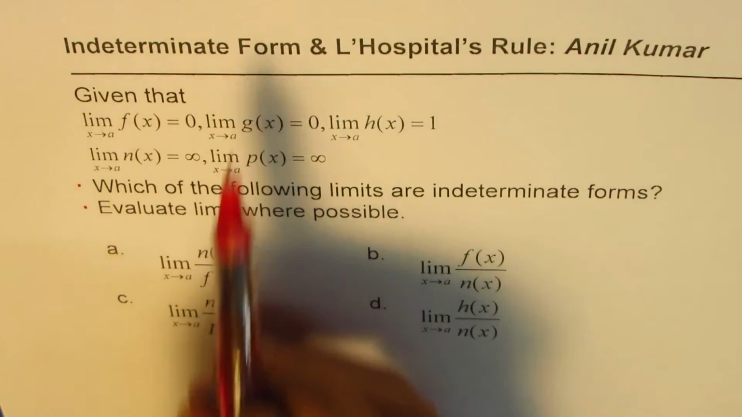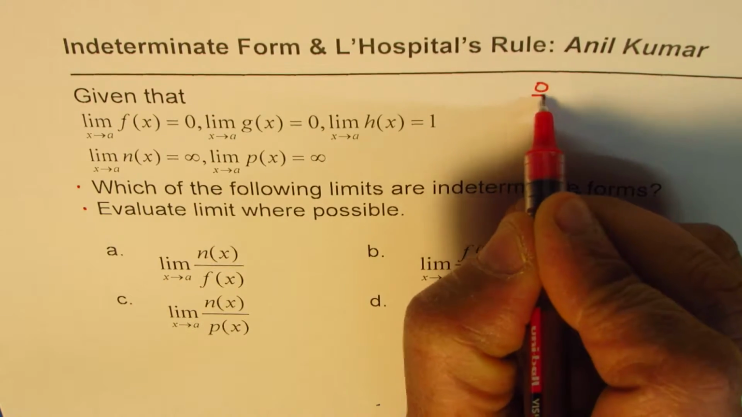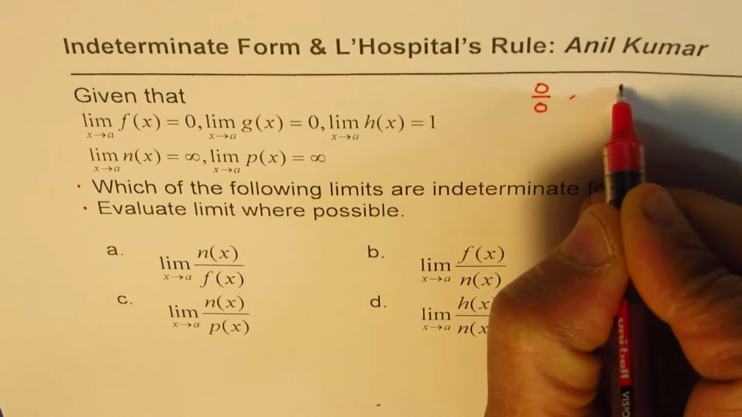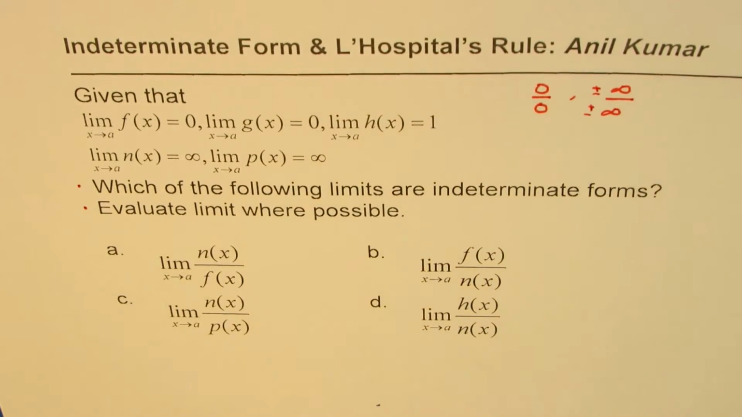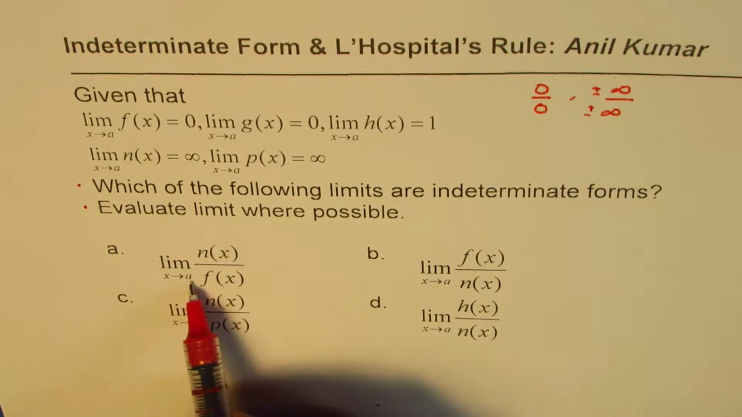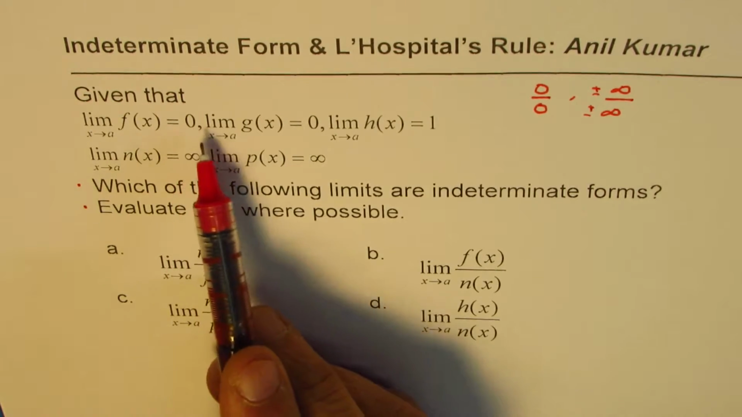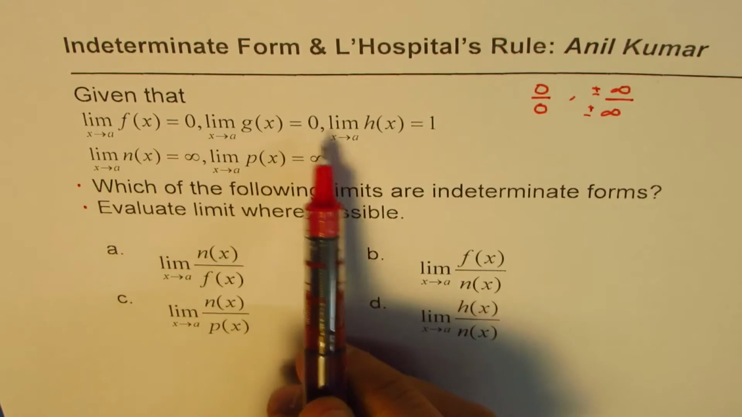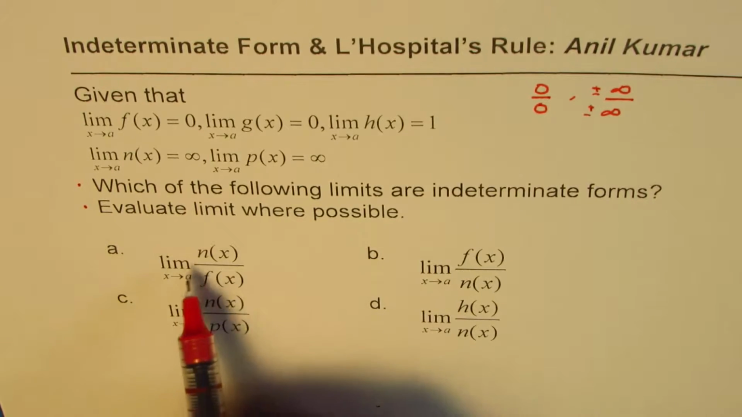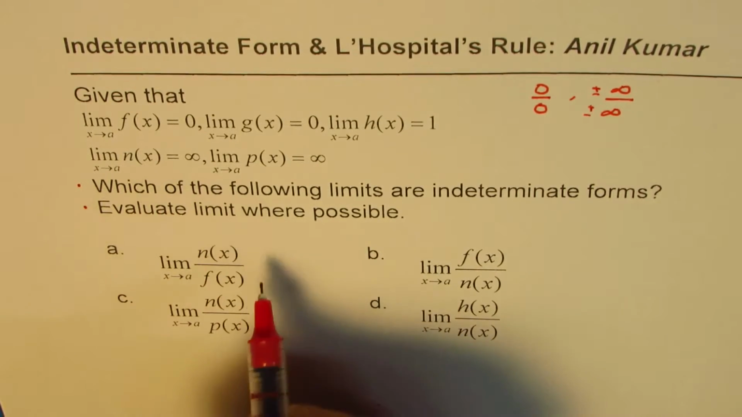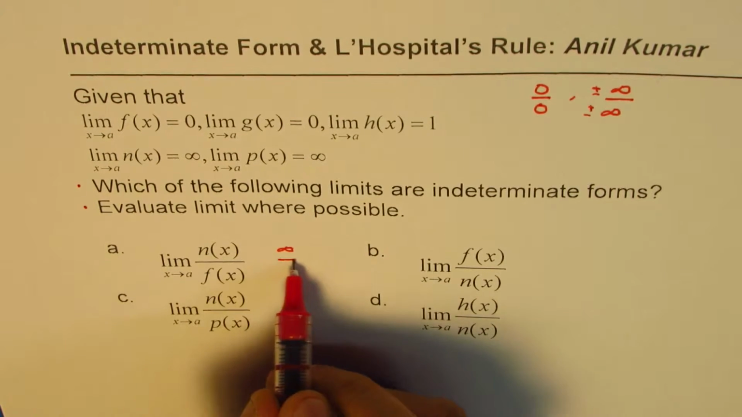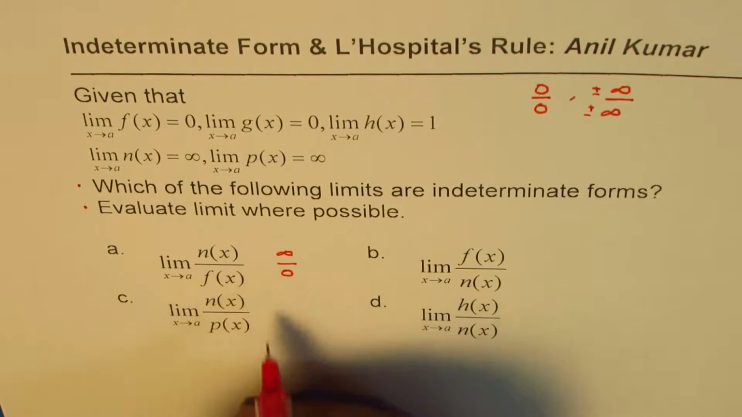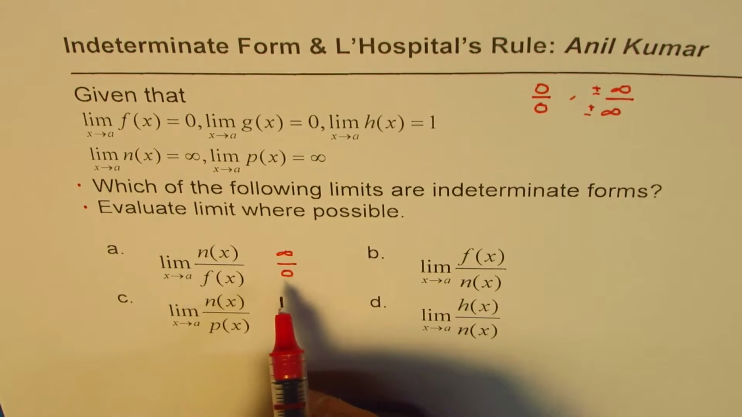When we say indeterminate form, we are looking for 0 over 0, or plus or minus infinity over infinity. This could be any combination. This is what we're looking for. So when x approaches a, the limits for these functions are 0, 0, 1, infinity, and infinity. For n of x over f of x, the numerator approaches infinity, the denominator f of x approaches 0. I'm just writing them down like this, and then we'll answer the question.